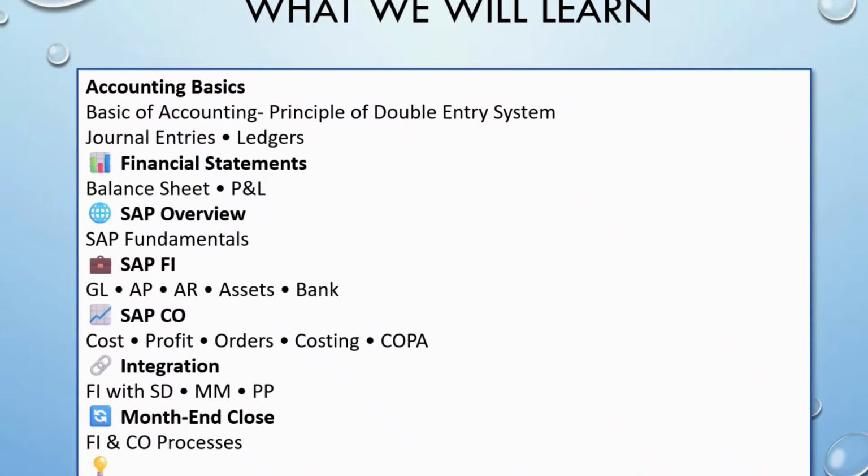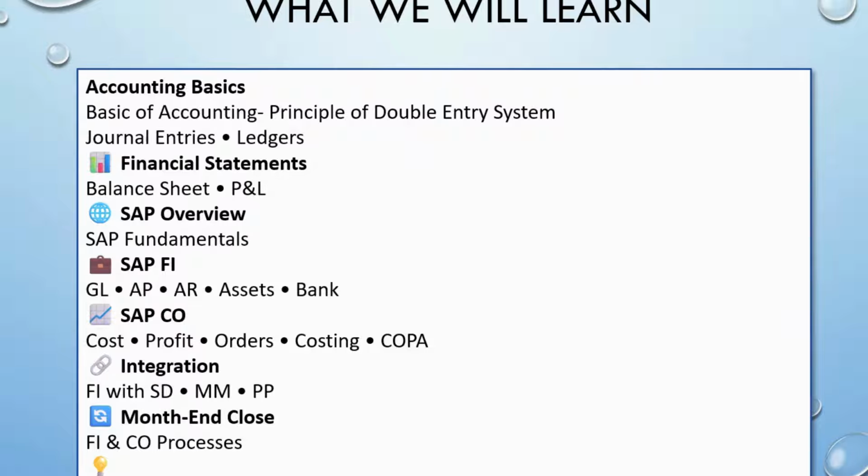Now SAP CO. SAP CO is helpful for internal management reporting, so management knows the profitability for each product which they manufactured. In SAP CO, we are having cost centers, profit centers, internal orders, product costing, and then profitability analysis.